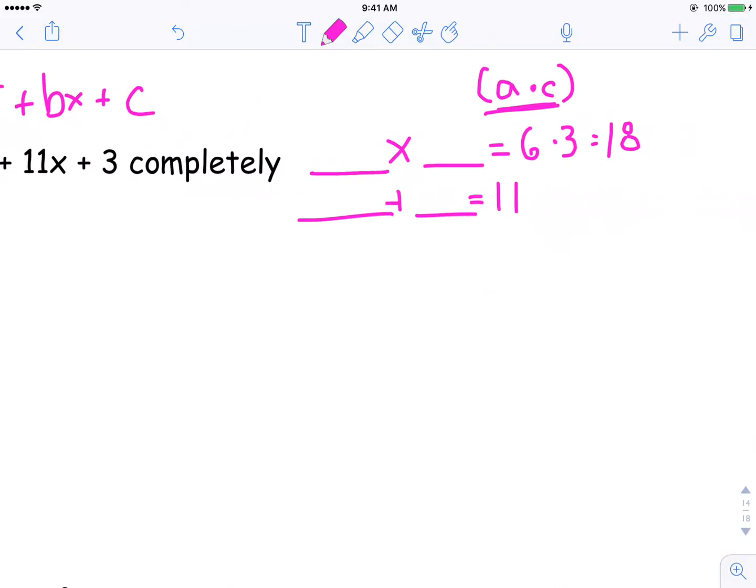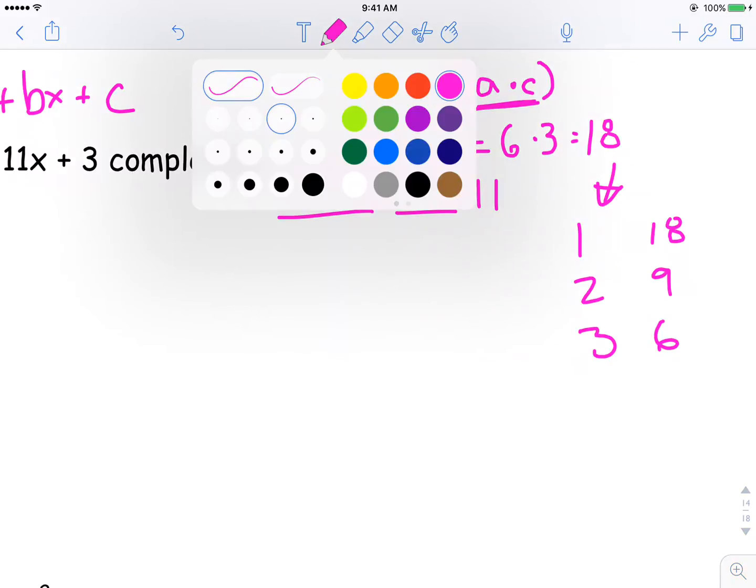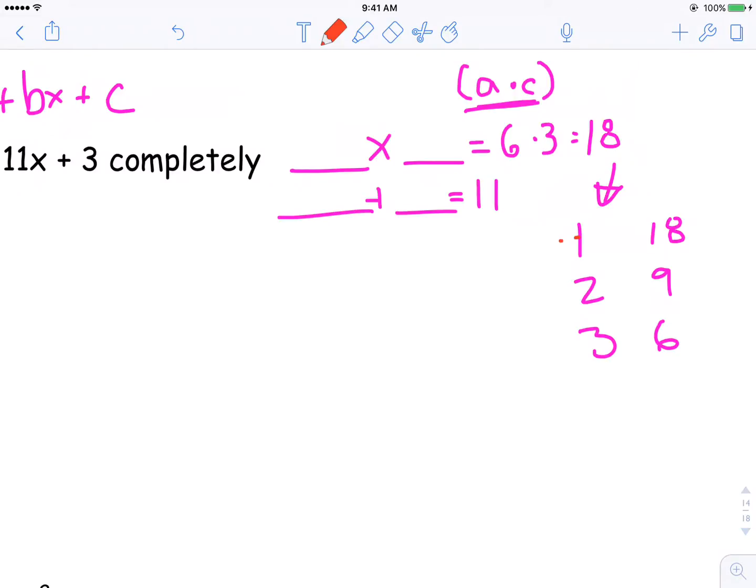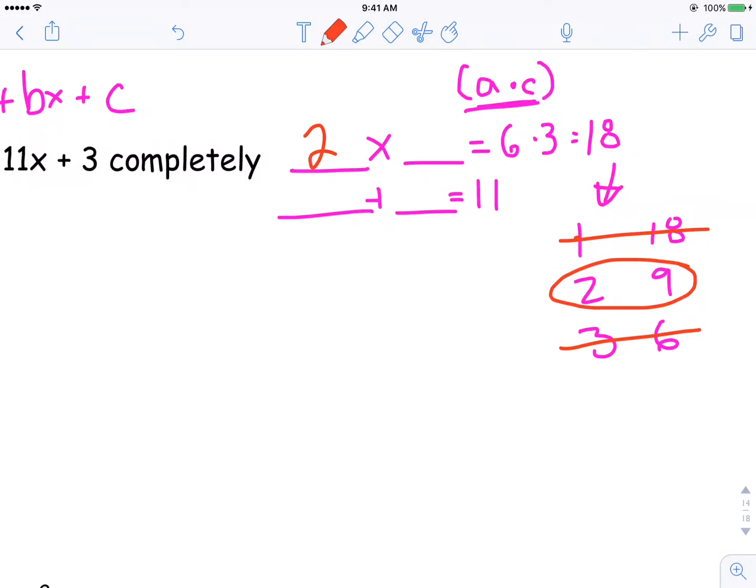We look at our factors of 18: 1 and 18, 2 and 9, 3 and 6. Luckily everything's positive, so we only have to worry about the positive integers. We look at our combinations. Well, there's no way that I could add a 1 and 18 together to get 11. Well, 2 and 9 obviously add together to give 11. 3 and 6 are only going to give us 9. So our two integers are 2 and 9. 2 times 9 is 18. 2 plus 9 is 11.